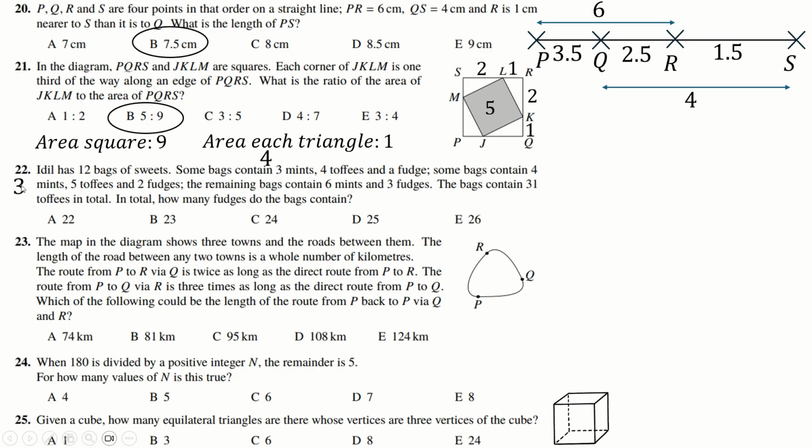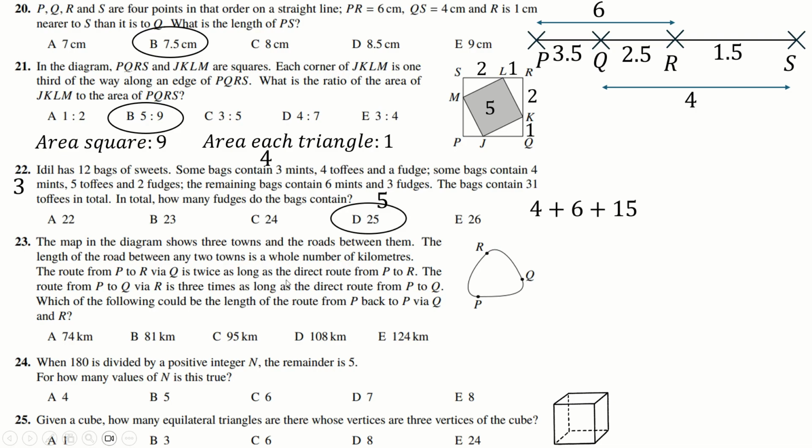There are 12 bags in total. So far we have 7. So therefore there are 5 bags left. And now we can just do, to work out the number of fudges, we can do 4 times 1 plus 3 times 2 plus 3 times 5, and we'll end up with our answer of 25.